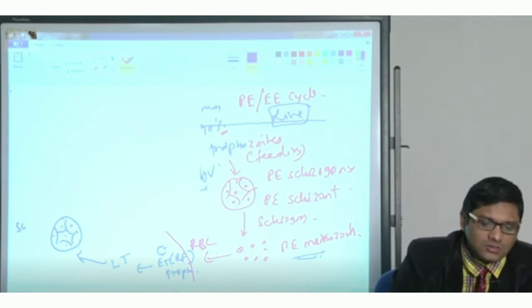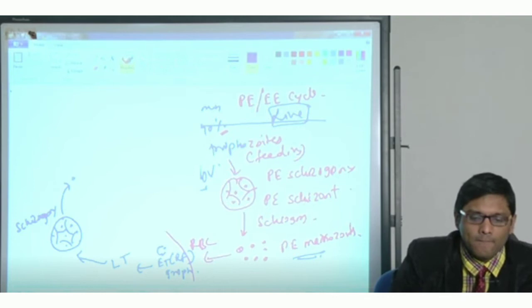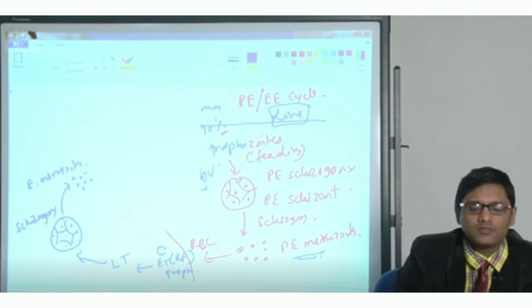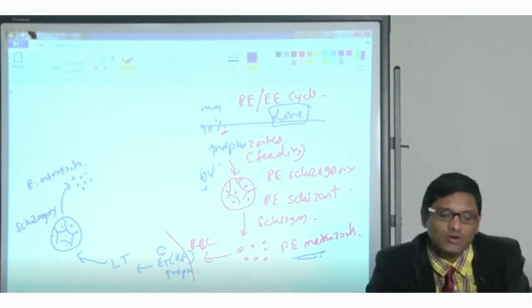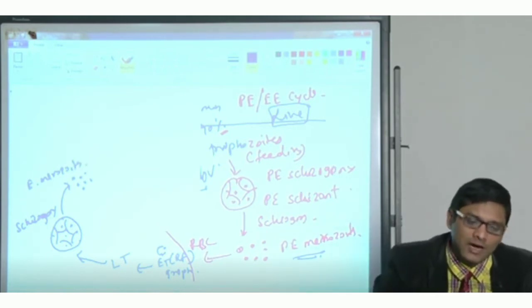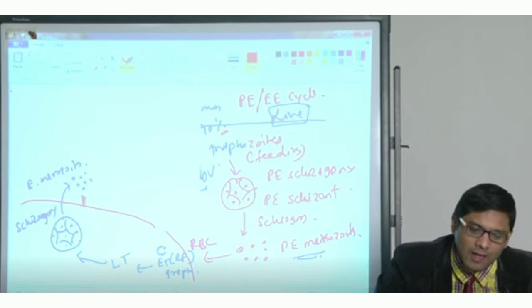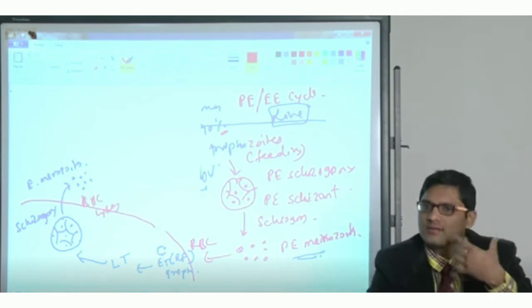Zygont undergoes zygogony. Zygogony releases the erythrocytic merozoites. Once they are released, how are they released? By the bursting of the RBC. When the zygont matures, it bursts the RBC. The RBC will be lysed, so that the erythrocytic merozoites will be released out.